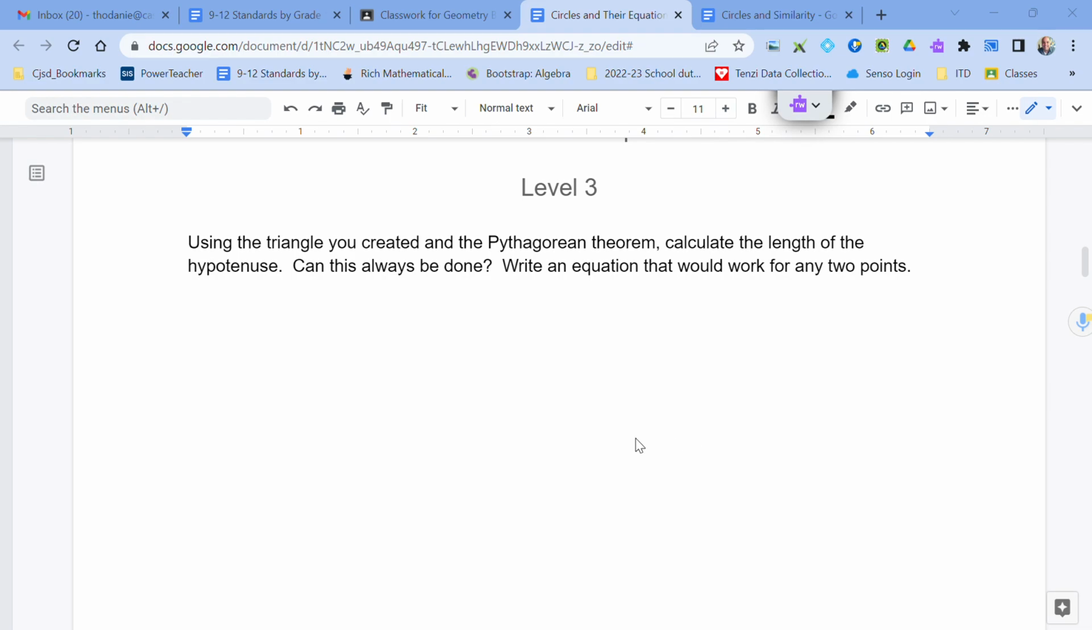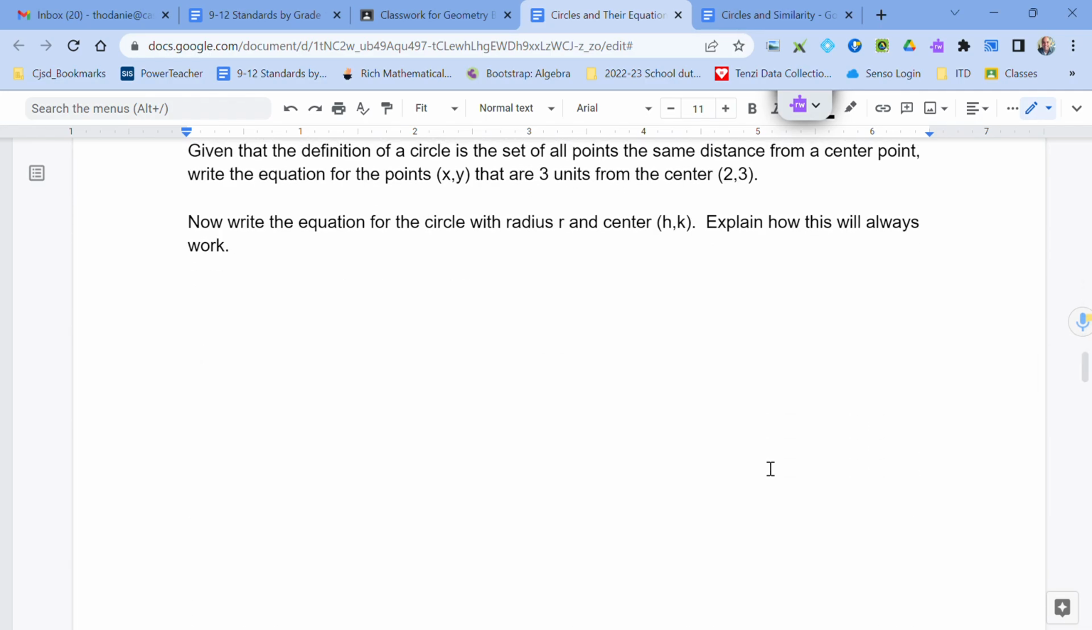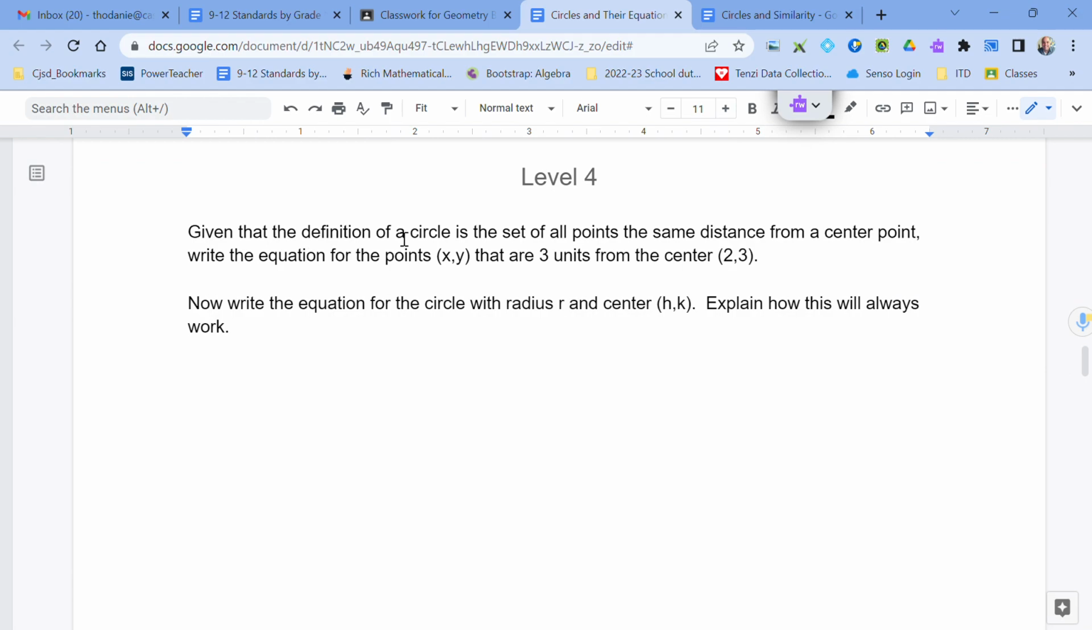So there's some notes there to kind of walk you through how you could just take those coordinates and plug it in. That's level 3. And level 4, this is given the definition of a circle is a set of all points the same distance from a center point. Write the equation from the points x, y that are 3 units from the center. So now I'm just going to try to get this figured out, let's pretend that the circle is 3 units from here.